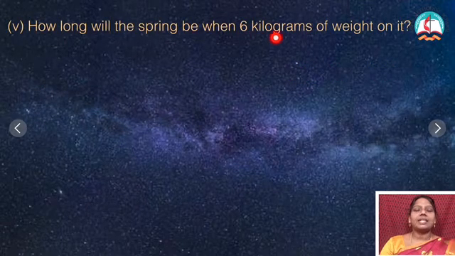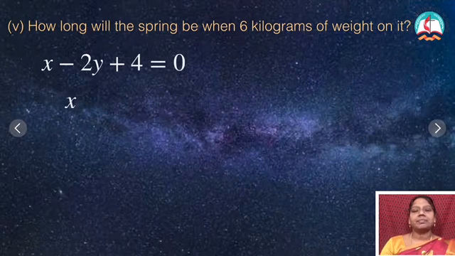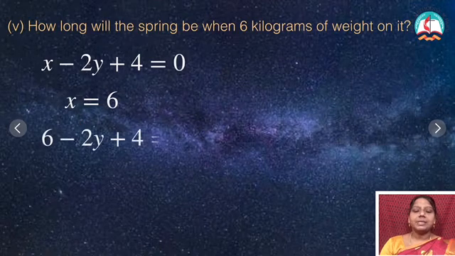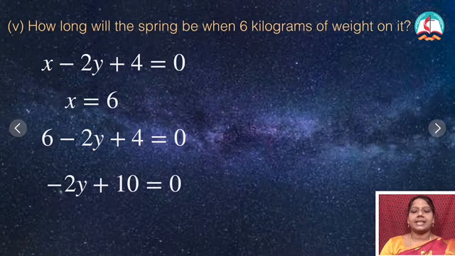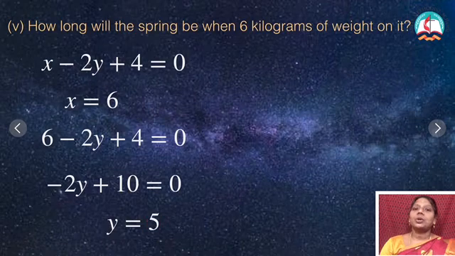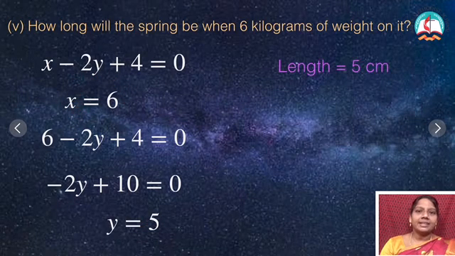Okay. Now the last question. How long will the spring be when 6 kilograms weight is put on it? Now what is given? The weight is put on it. We have to find out the length. That means in the same equation, we have to substitute x equal to 6. If I am substituting x equal to 6, then I get minus 2y plus 10 equal to 0. Therefore, from this we get y equal to 5. So, if I am putting 6 kilogram of weight on the spring, then the length is pulled down by 5 centimeter.